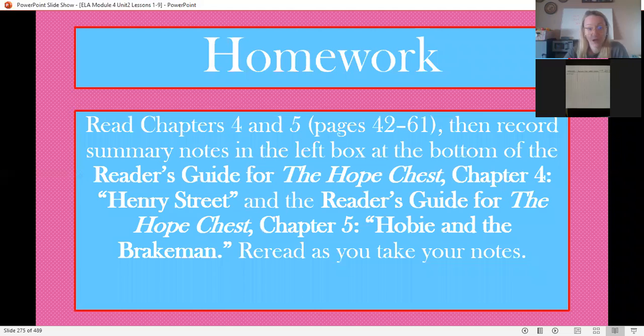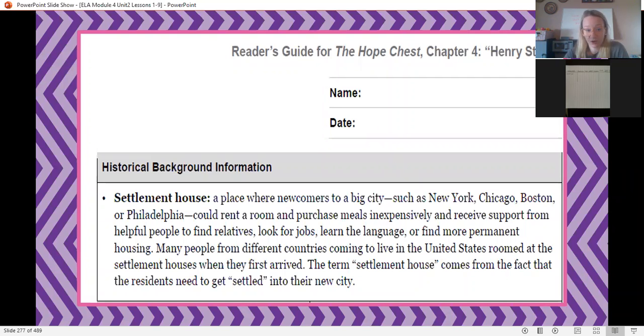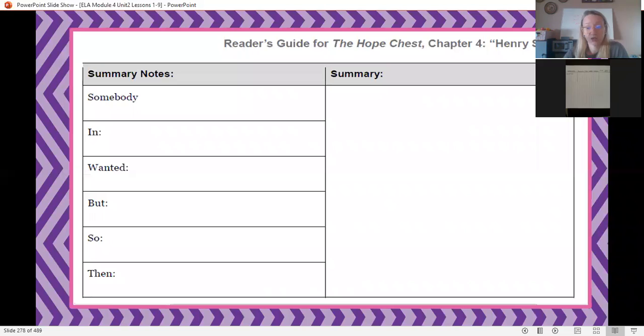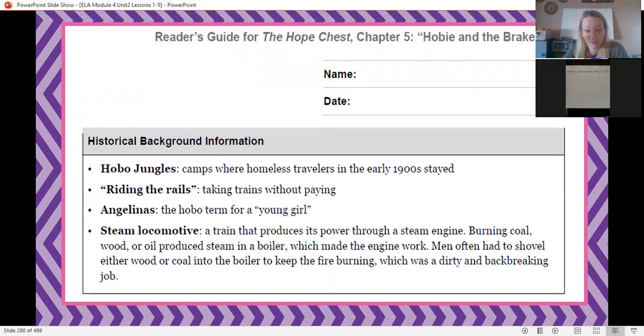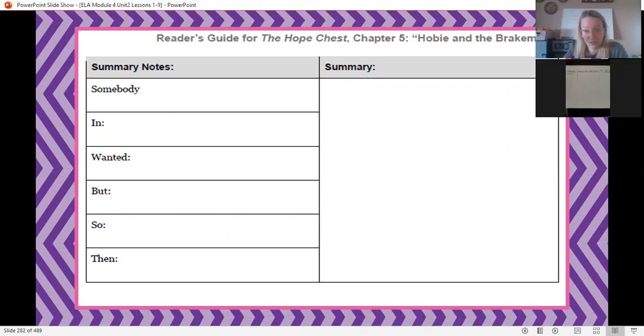So here's your homework for tonight. Chapters 4 and 5, then summary notes and the reader's guide for chapter 4, Henry Street, and the reader's guide and summary notes for chapter 5, Hobie and the Brakeman. So let's preview what your homework is going to look like. Here's your historical background information about the settlement house. Here's your glossary, and here's your figurative and complex language. Here's your summary notes and your summary for chapter 4. And here's your historical background information for chapter 5. Your glossary and figurative and complex language for chapter 5. And your summary notes and summary for chapter 5, all of which are available on your Google Classroom.